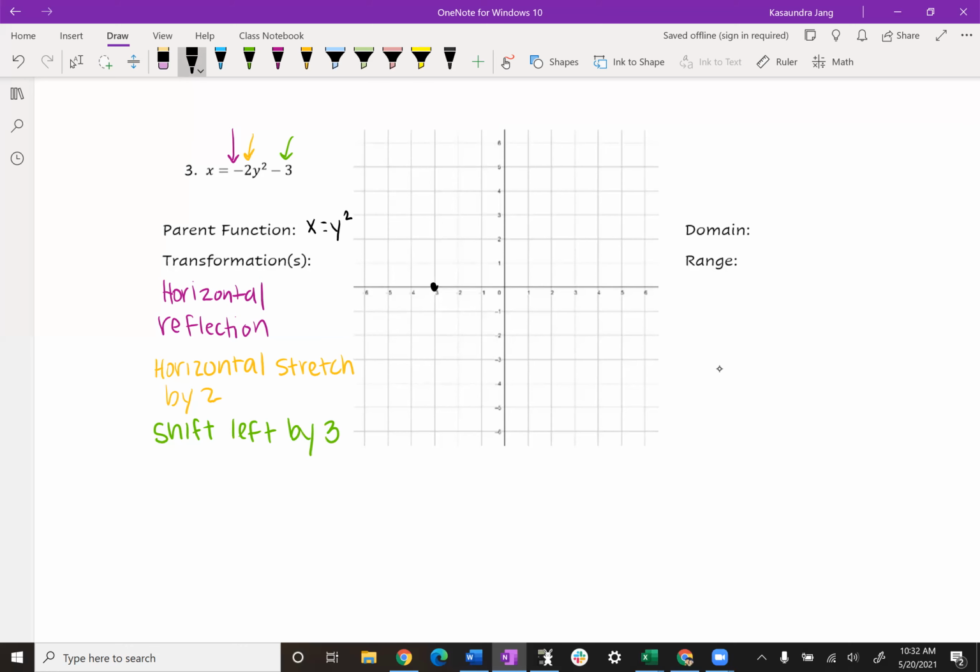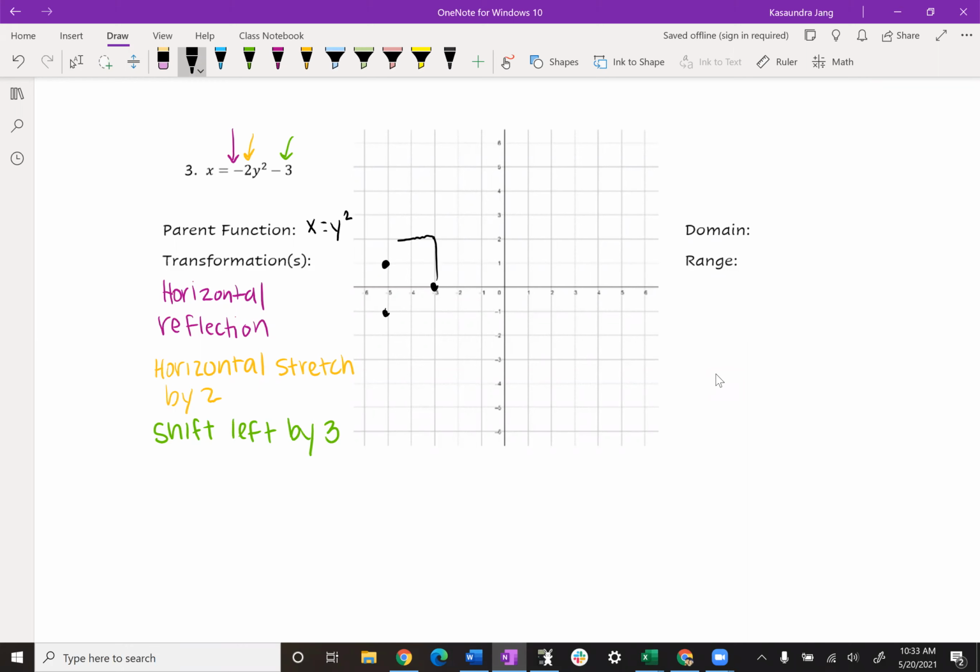The vertex will stay there, but usually 1 squared is 1, right? But I'm going to do a horizontal stretch. So I'm going to do 1 times 2. So 2, I'm going to go up 1 over 2. And this will be a parabola, so I'm going to do the same thing below it. Let me get these points here. You can do this with the 2 as well.